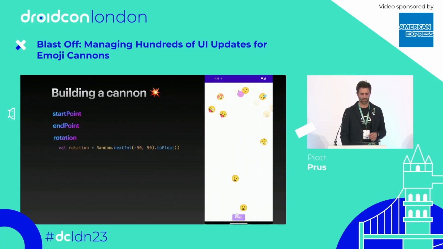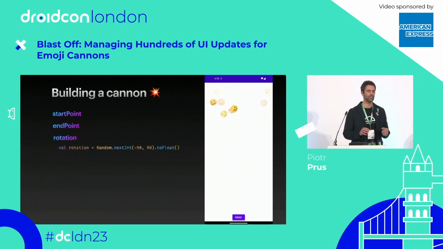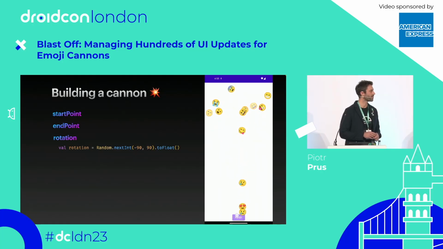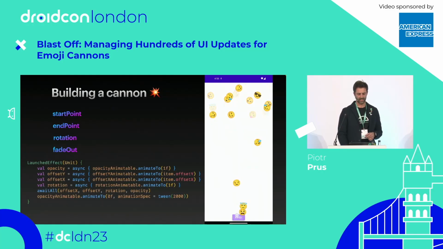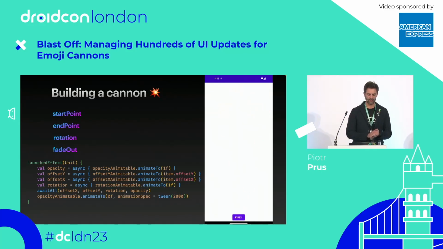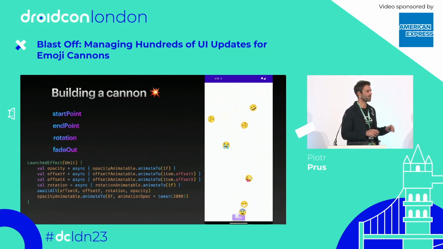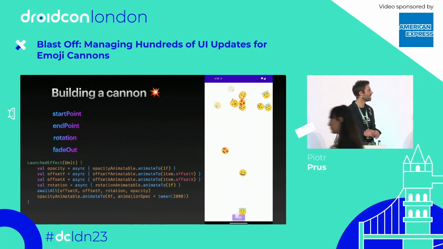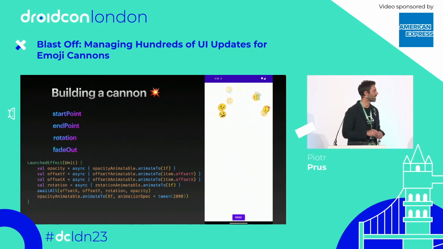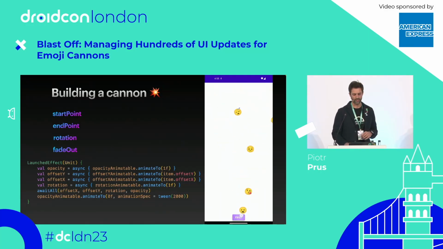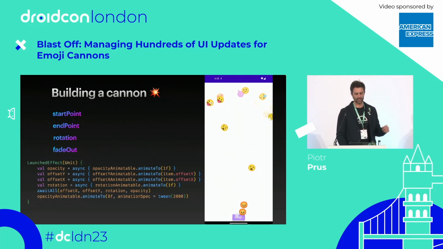And as you can see, all those emojis have some random rotation from minus 90 to 90 degrees, randomly picked. And at the end, after all those changes, I want them to fade out. So I'm waiting for all the animations to finish, and after awaiting all, I'm calling opacity Animatable animateTo 0. So all the emojis are disappearing.